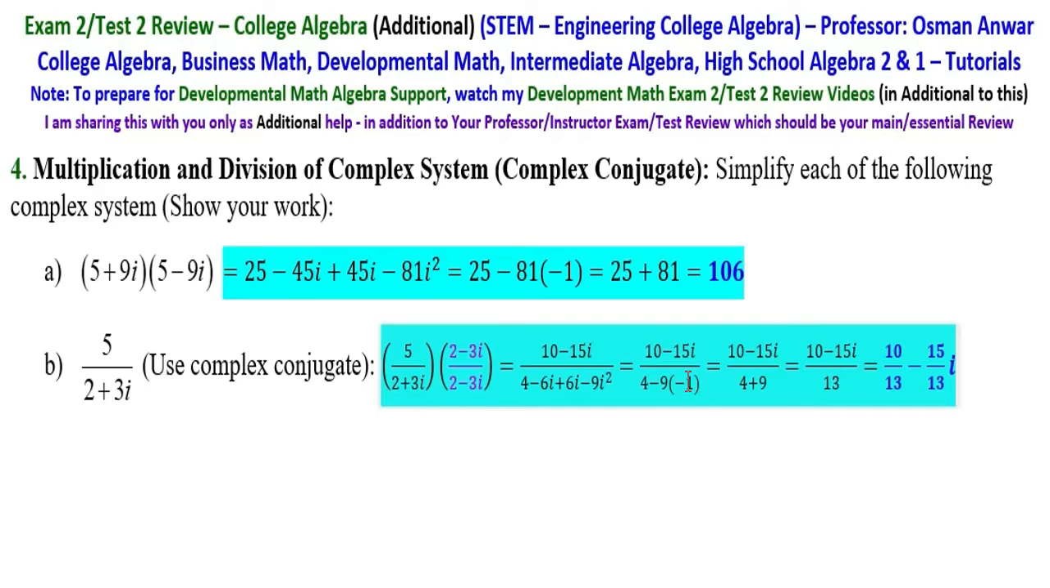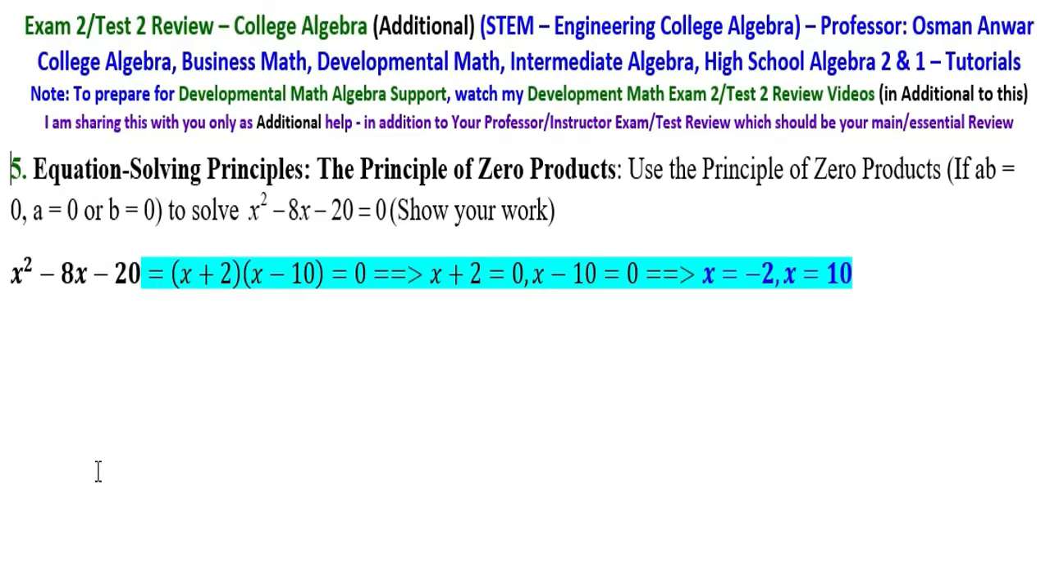i squared is minus 1, times minus 1. So this is equal to 10 minus 15i over 4 plus 9. So this is 10 minus 15i over 13. So separate: the real part is 10 over 13. The imaginary part is 15 over 13i.